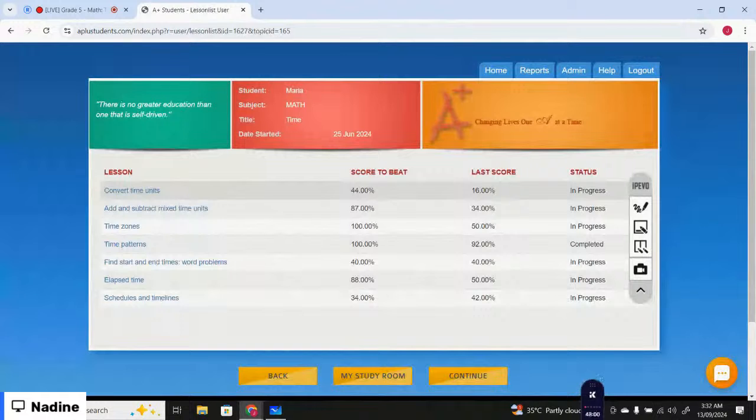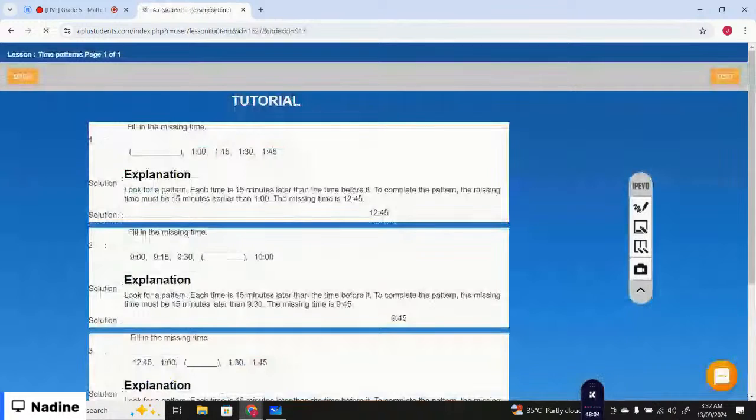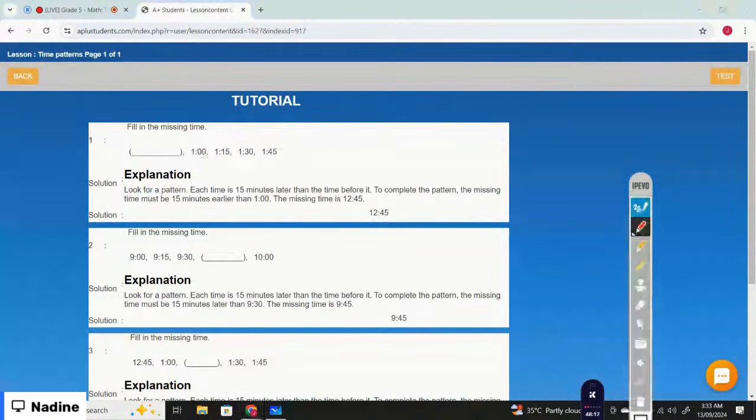The next lesson is time patterns. Let's just start with the lesson. Fill in the missing time. So you are given the time pattern. You need to find the missing time pattern, right? So to complete the pattern, let's first understand the pattern. Look for the pattern and then you can find the missing one.